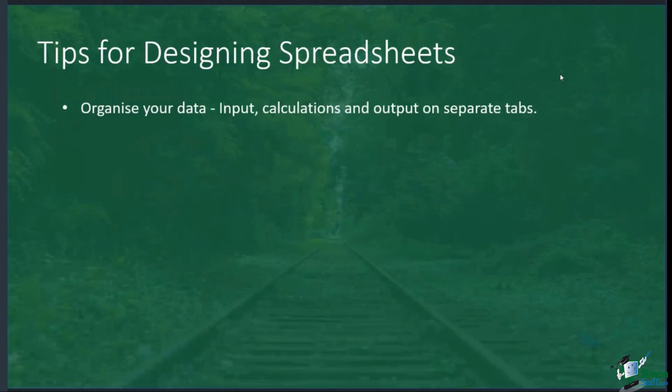Have your input, your calculations, and your output all on separate tabs. So what do I mean by that? Well, your input might be your raw data, the data that you're starting with, sales data or whatever it might be, have all that on one tab. If you're doing any calculations, have that on a separate calculations tab. And then if you have any output, so maybe you've decided to create a chart based on that data or some kind of pivot table, have those on a separate sheet as well. So keep everything in separate tabs.